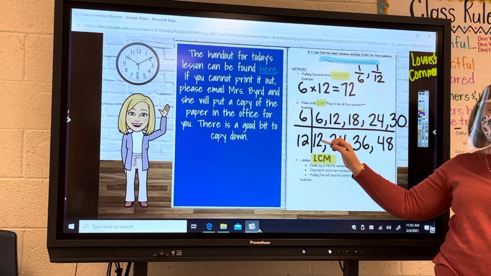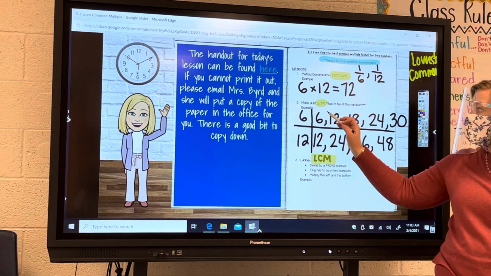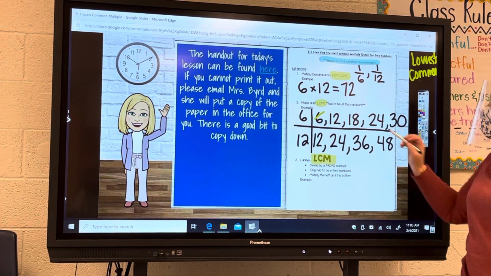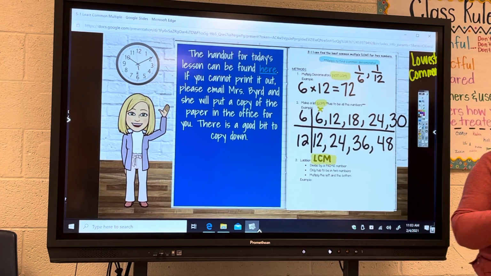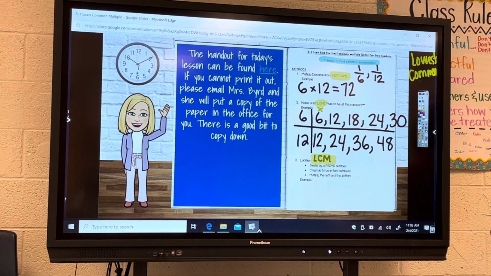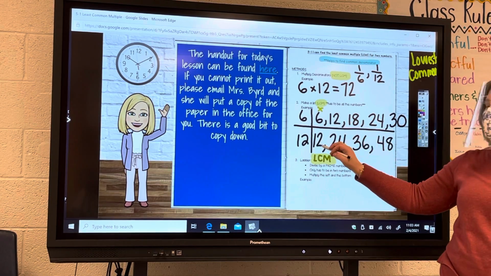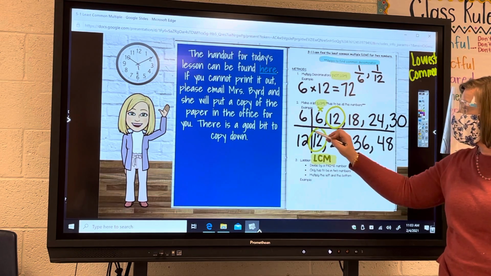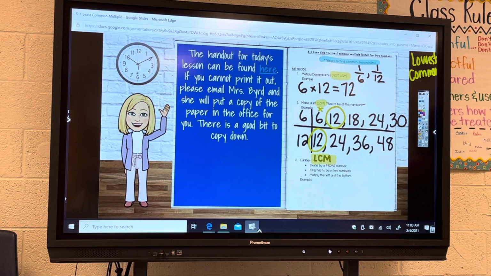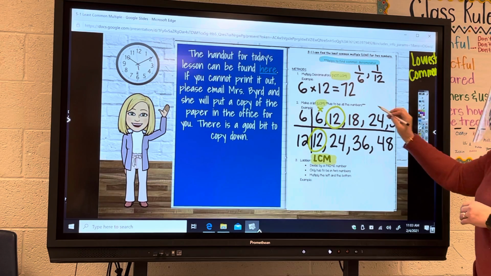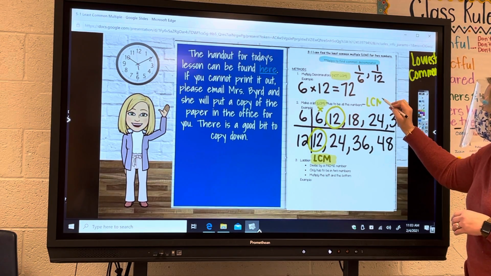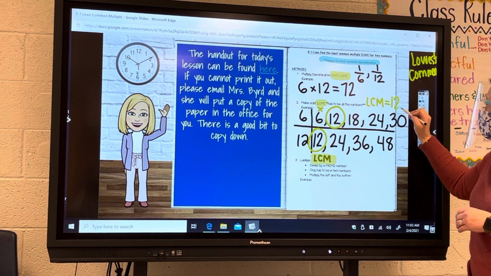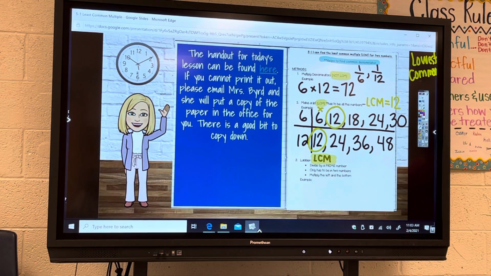So, is there a 6 on the bottom? Nope. I'm going to put a little X above it, just so I know that's not it, okay? 12, do I have a 12 on the bottom? Yes. I'm going to circle that. That is the lowest number that they have in common. All right? So my LCM is 12.